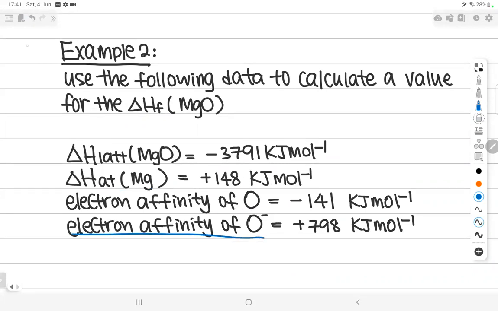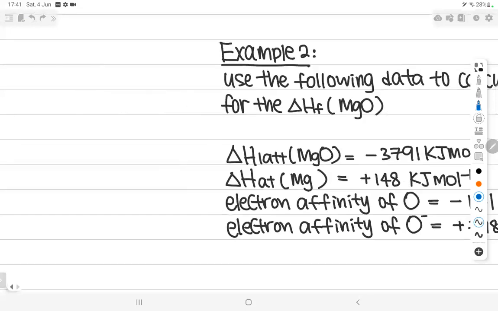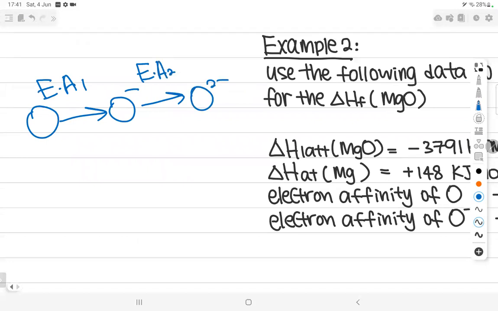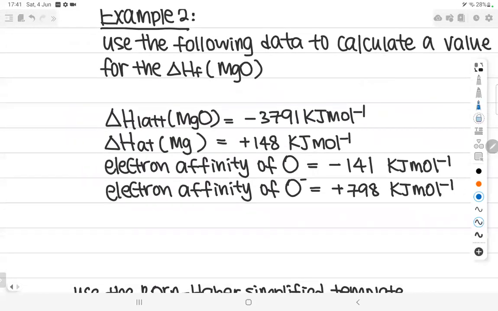Electron affinity of oxygen. Why do they give me 2? Because there are 2 electron affinities. Oxygen receives 1 electron to become O minus. That is the first electron affinity. Then it receives another electron to become O2 minus. So there are 2 electron affinities here. These are the information they gave me.